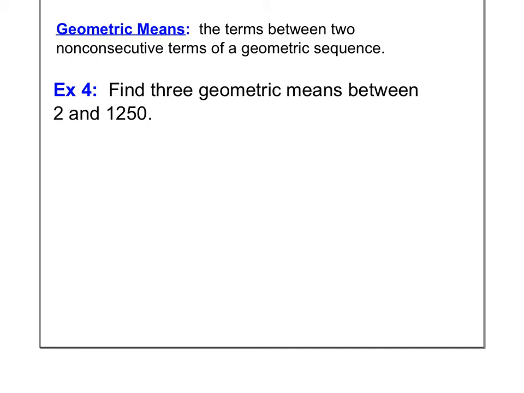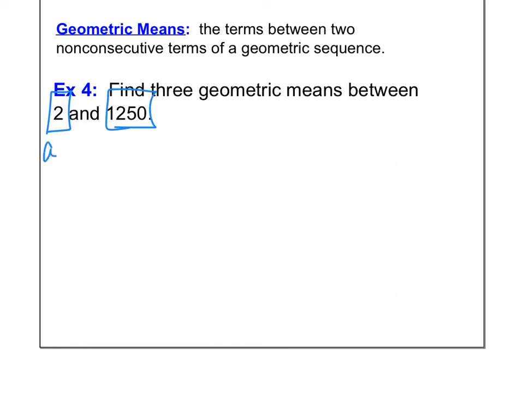Something called the geometric means are the terms between two non-consecutive terms of a geometric sequence. We did this with arithmetic sequences. We will do the same here. The example shown is find the three geometric means between 2 and 1,250.